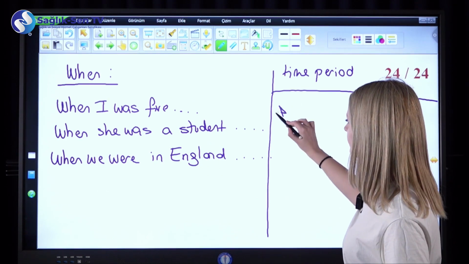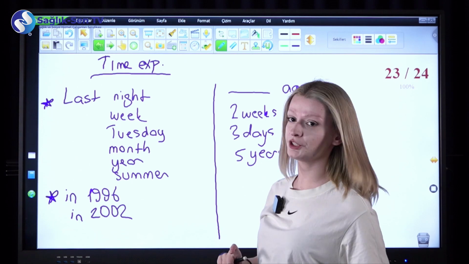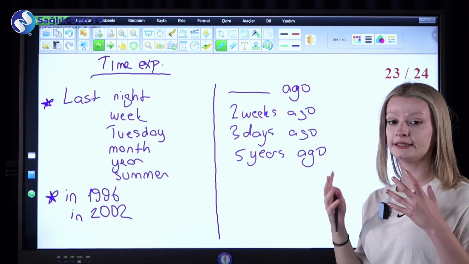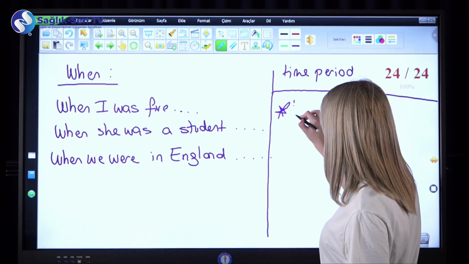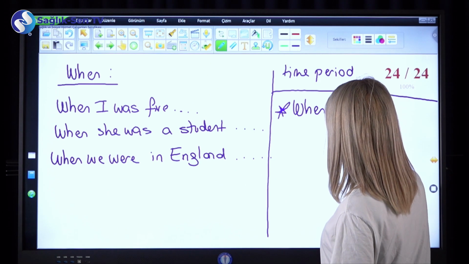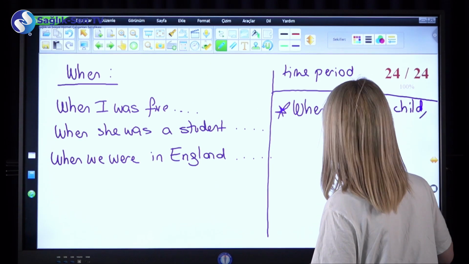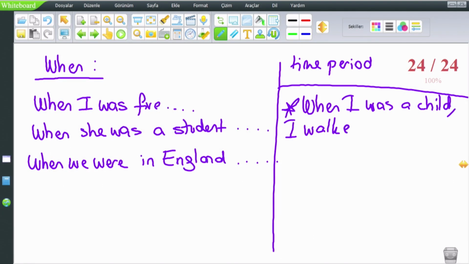Let's start giving examples. By the way, all of these time expressions we have discussed so far get placed at the end of our sentences. When I was a child, I walked to school every day.